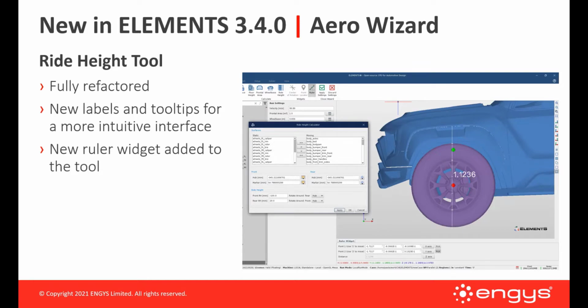Another change that we have introduced in the Aero Wizard in 3.4.0 is related to the ride height tool. And we fully refactored this tool in this new version to add new labels and tooltips for a more intuitive interface. And also, we've added a new ruler widget to the tool in order to simplify the setup and make it more clear to the user. So we can see in this example here that now we have the ruler tool. We can actually measure distances and changes to the ride height in order to adjust the attitude of the vehicle in the wind tunnel prior to the simulation.